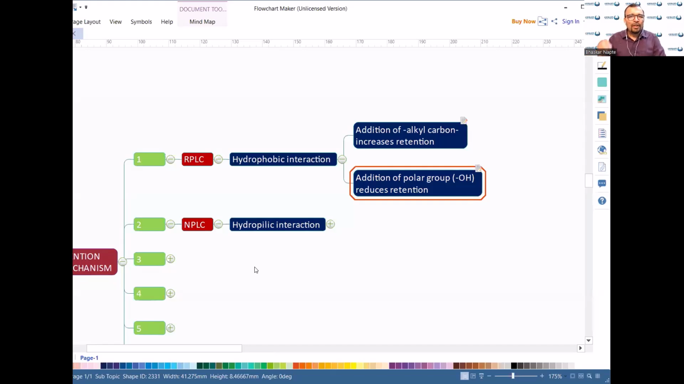What is the mode of interaction? This is called the hydrophilic interaction, or polar-polar interaction. That's how the retention takes place in normal phase liquid chromatography.